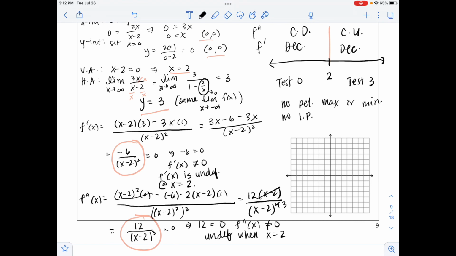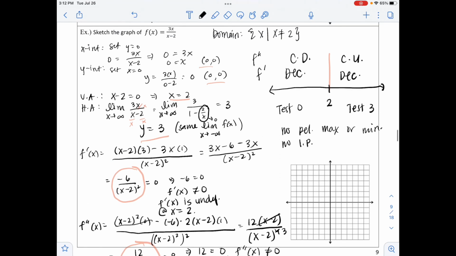So in order to graph this, we do have some values to put in. And so the only thing that we have is 0, 0, which was our x and y intercept. We also have a vertical asymptote at x equals 2. So I'll go ahead and put that in. So this is x equals 2, that line. And we have a horizontal asymptote at y equals 3. And putting in y equals 3.